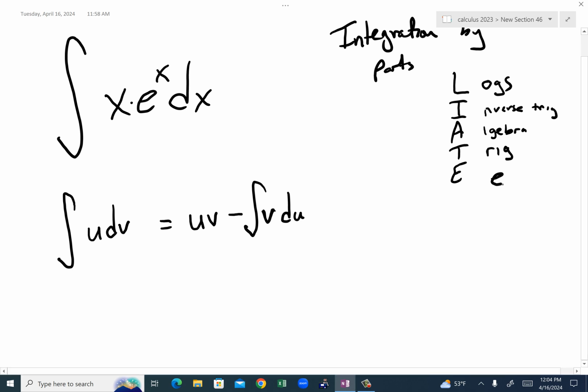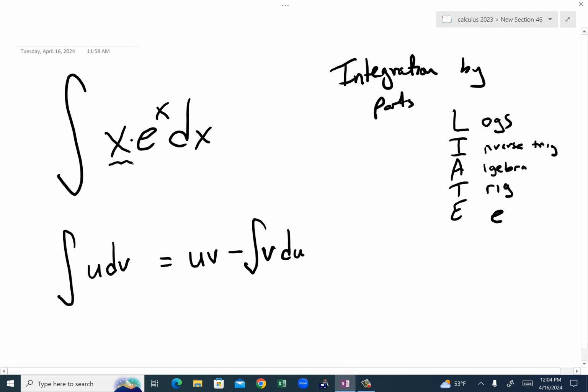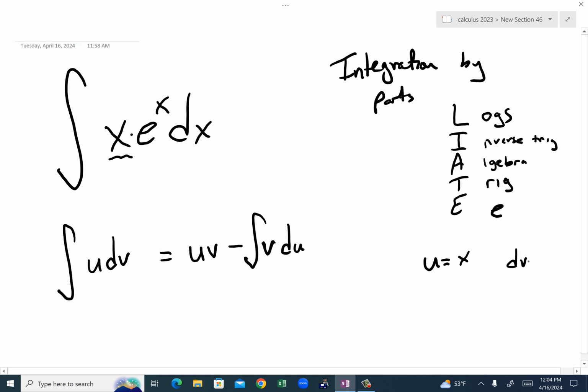But if I choose e to the x to be dv, what's the integral of e to the x? It's e to the x! So which of these should be u and which should be dv? Well, x is an algebraic function. It is higher on the list, so it should be my u rather than e to the x. So I'm going to let u be equal to x, and I'm going to let dv be equal to e to the x dx.